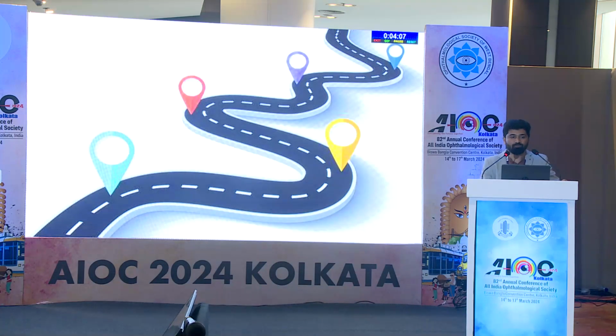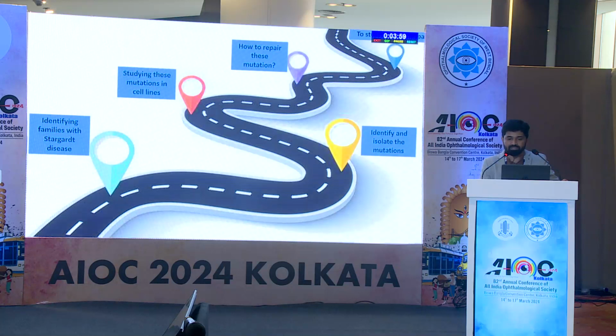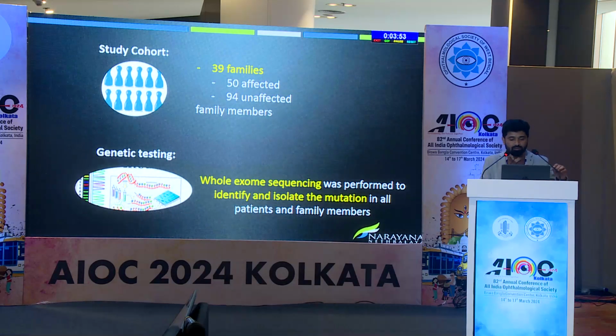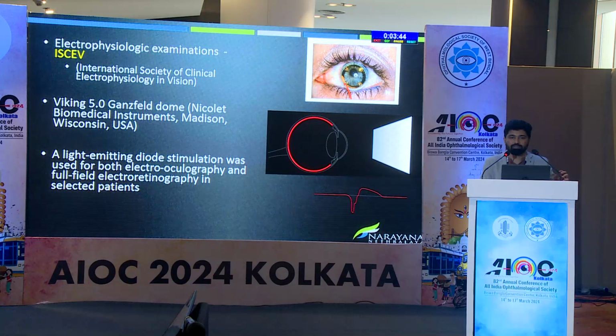So this was the roadmap for our study: identifying families with Stargardt disease, identify and isolate the mutation, studying this mutation in cell lines, how to repair this mutation, and how to monitor the repair. So our study cohort had 39 families, among which we used whole exome sequencing to identify and isolate the mutation. So all patients, as I told, underwent detailed examination, and electrophysiological tests were done wherever it was required.